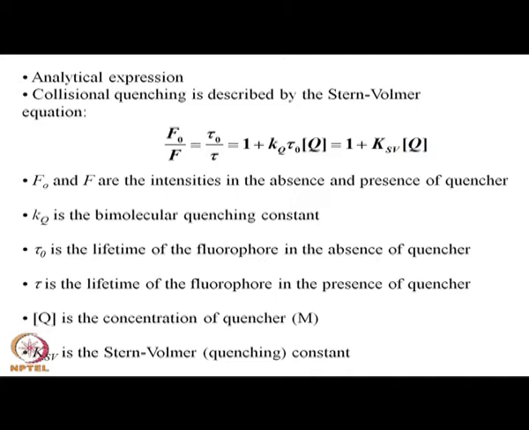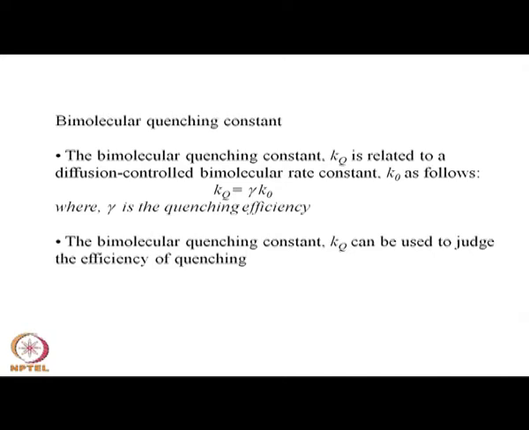Basically this Stern-Volmer quenching was developed with the idea that this quenching occurs in a collisional mode. So, the bimolecular quenching constant Kq is related to the diffusion controlled bimolecular rate constant as follows, where Kq equal to gamma into K0, where gamma is the quenching efficiency. The bimolecular quenching constant Kq can be used to judge the efficiency of quenching. So, how efficient is the quenching?